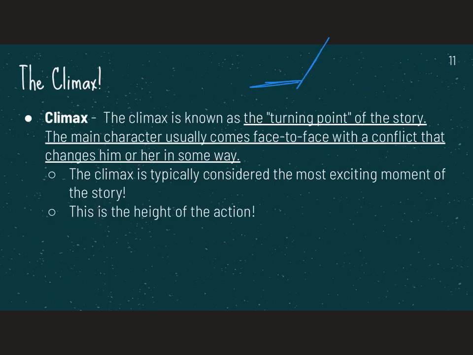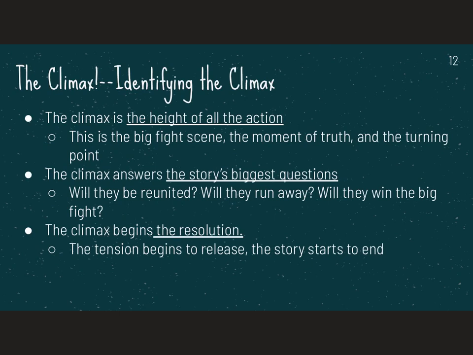This gets us to the climax. The climax is known as the turning point of the story. The main character usually comes face to face with a conflict that changes them in some way. The climax is typically considered the most exciting moment of the story. This is the height of the action. This is when your heart is racing and you just want to know, will they or won't they solve their conflict or the problem? However, sometimes it's kind of hard to find the climax.